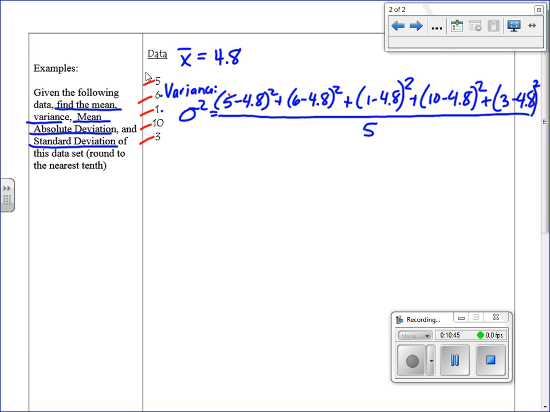But what I'd also like you to do is, I'll start mean absolute deviation for you. Instead of parentheses squared, it would be the absolute value of 5 minus 4.8, plus the absolute value of the rest of the items, all divided by the total number of items that there are. And then also do standard deviation as well.